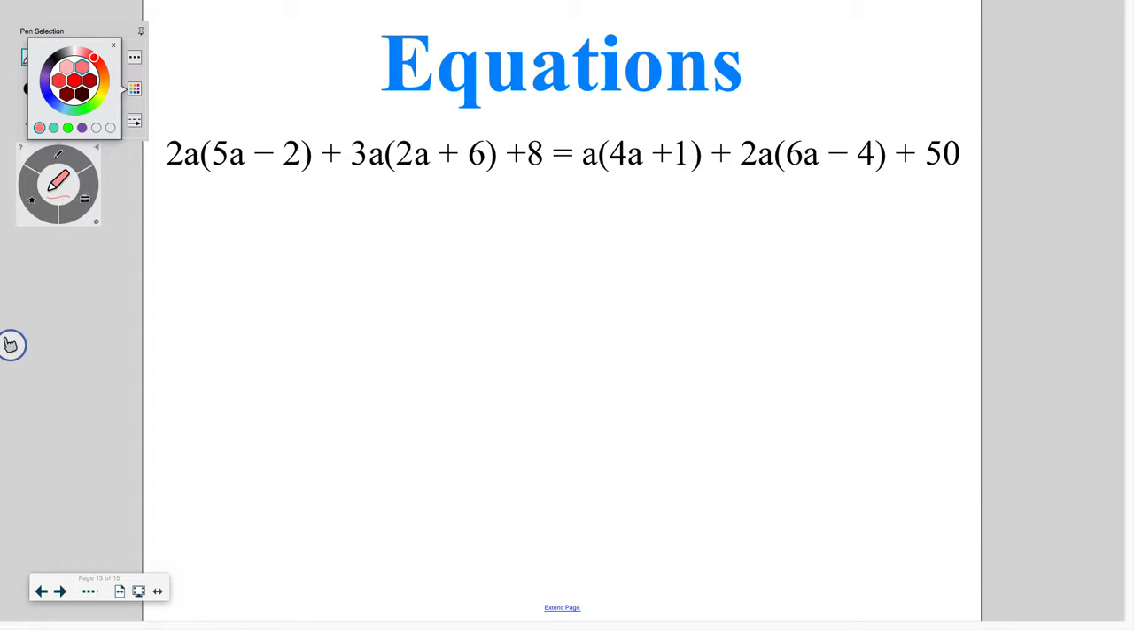Finally, I know this one looks a little daunting, but it's just a lot of distributions in one problem. There is an equal sign in the middle, so that means we are going to try and solve for something. So we're going to go through and do our distribution.